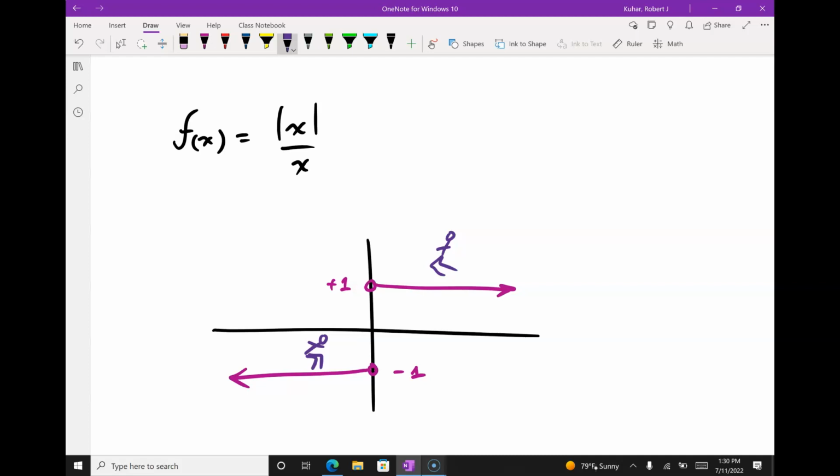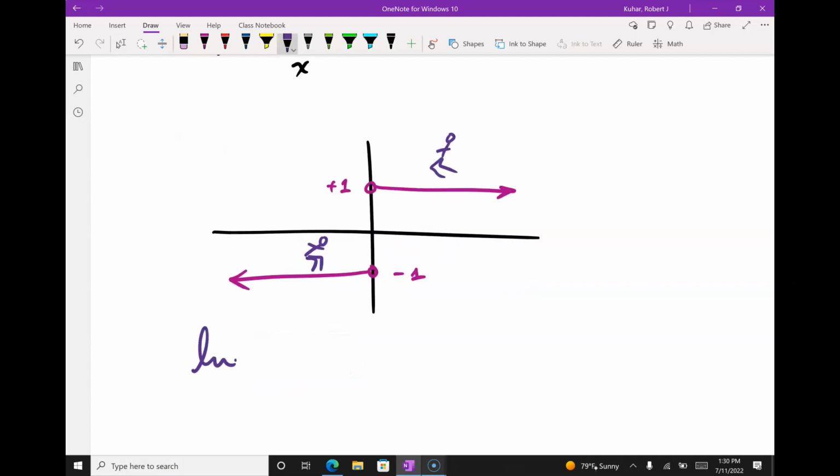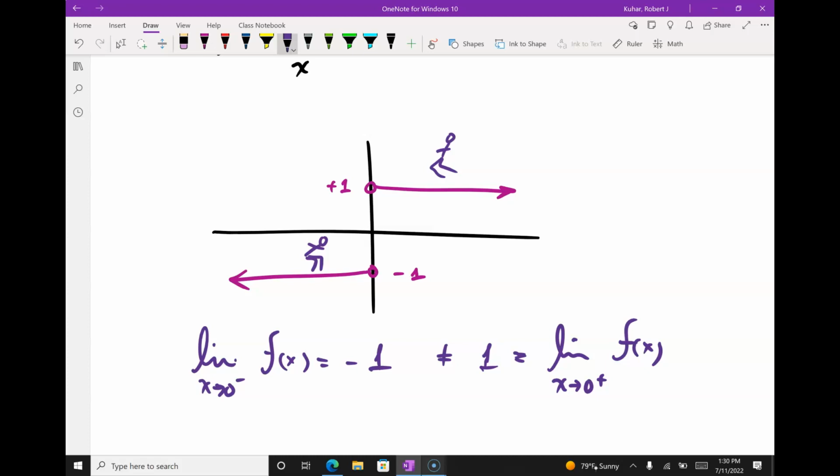And they have to meet up, right? So here, the limit as x goes to 0 from the left of f of x is -1, and that does not equal 1, which is my limit as x goes to 0 from the right of f of x. You with me there?